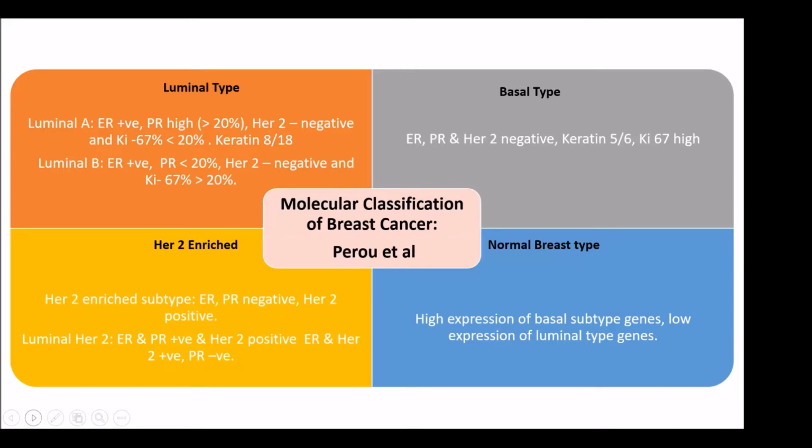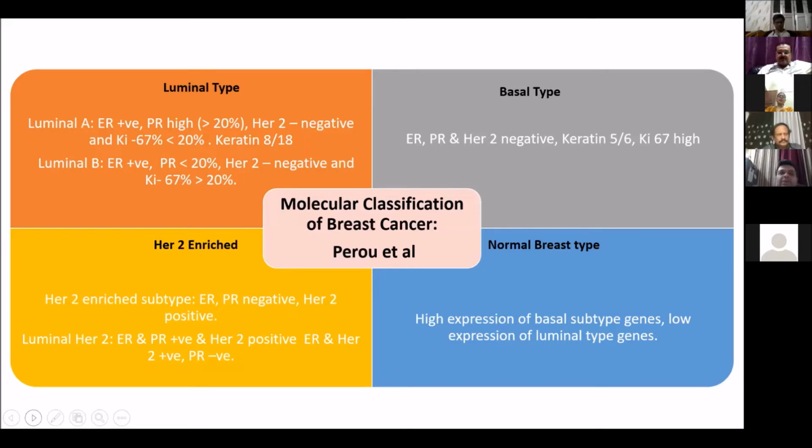published as a letter to the editor in Nature way back in 2000, which classified breast cancers into 4 subtypes. Namely, luminal type, luminal meaning morphologically the cell resembled the luminal cell of a breast duct. So it was luminal A, which was ER positive with a very high PR, which is more than 20%, Ki67 less than 20%. That means it was not such a proliferative tumor, and they stained positive with keratin 8 and 18.